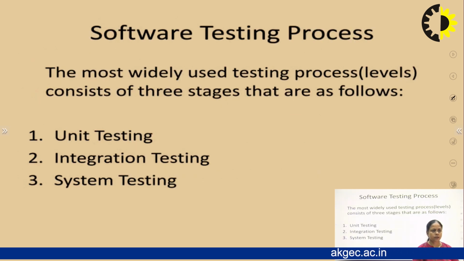Software testing process. The most widely used software testing process has three stages: the first one is unit testing, second is integration testing, and third is system testing. So firstly we will understand what is unit testing and why it is required.